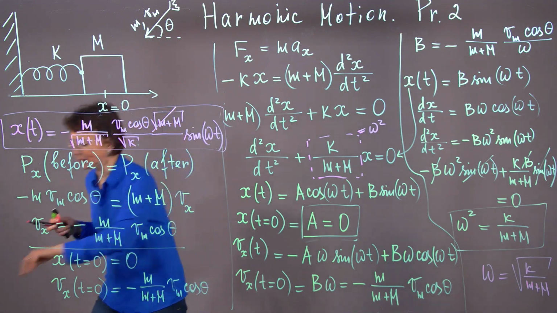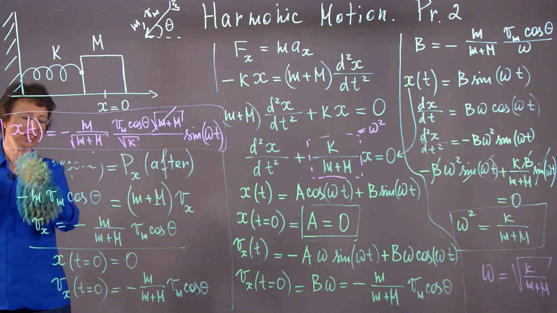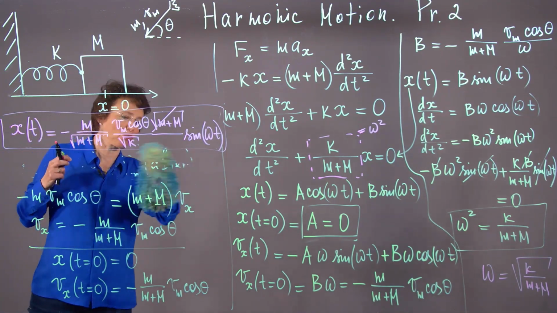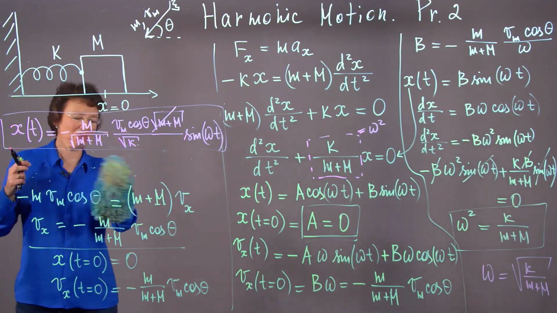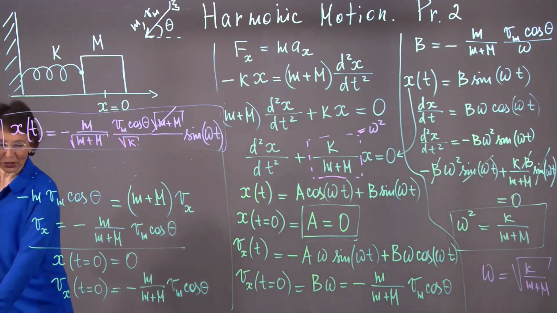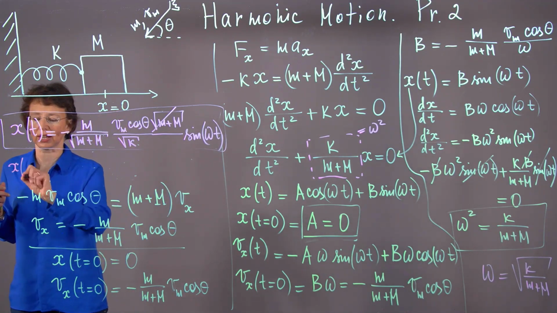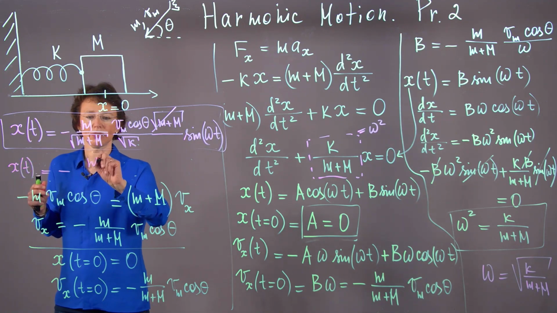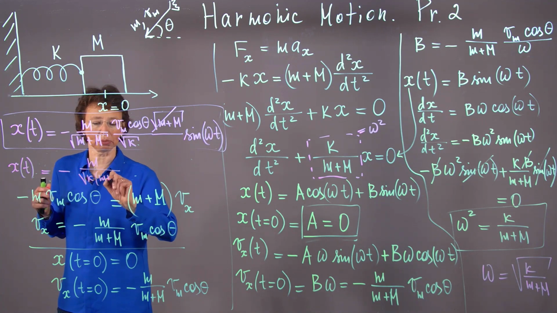And you know what? Let's still rewrite it. I will erase conservation of linear momentum, and we will rewrite it in the final form when we plug in everything in our final solution. So I keep going. X is a function of time. We just simplify this formula. Minus m divided by square root of k times m plus m.